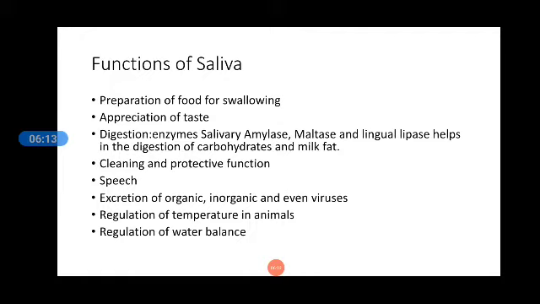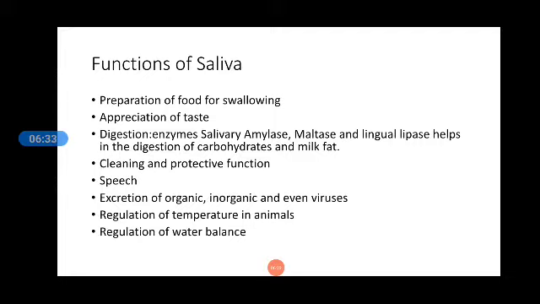Now let us see the functions of saliva. The functions of saliva are preparation of food for swallowing, appreciation of taste, and digestion. Okay, preparation of food. We know the food we are eating should be mixed with water.